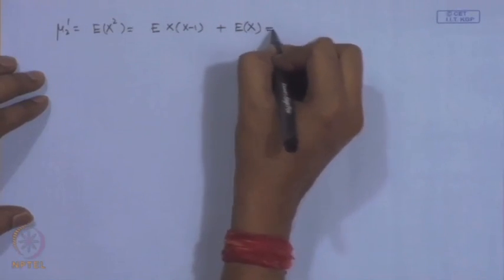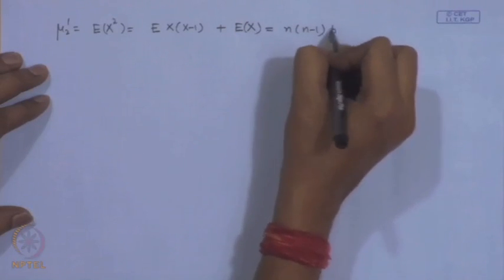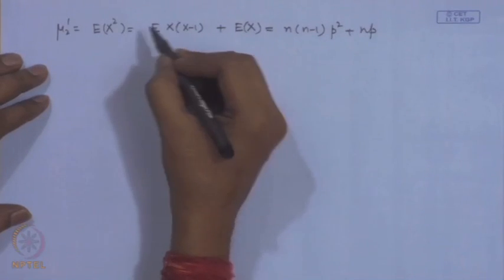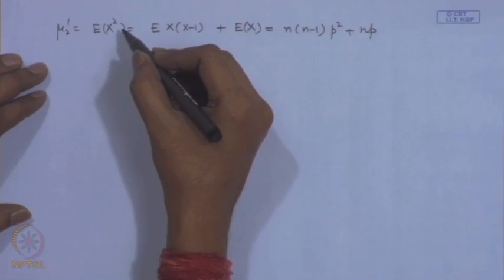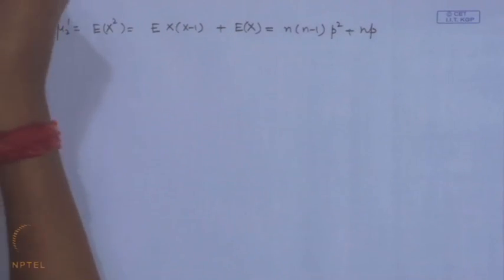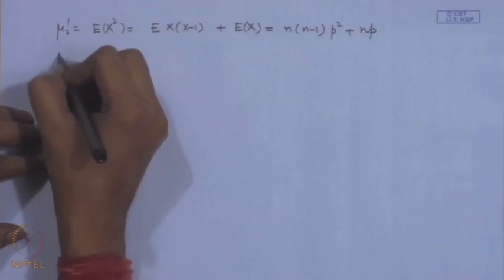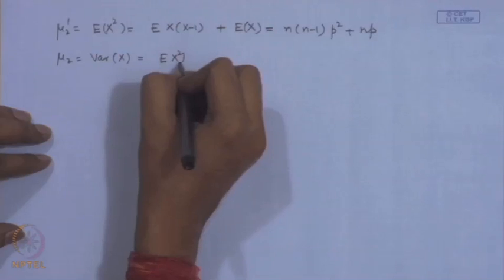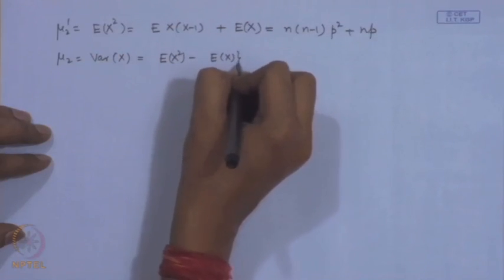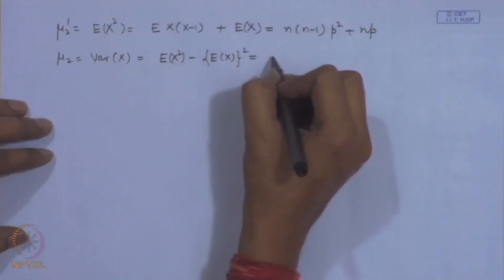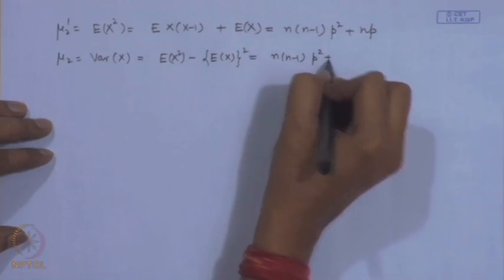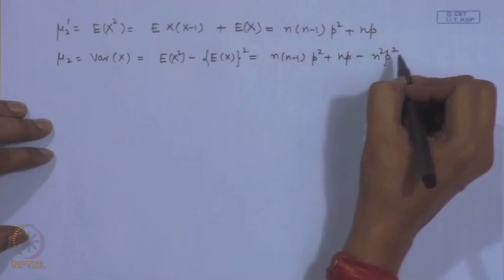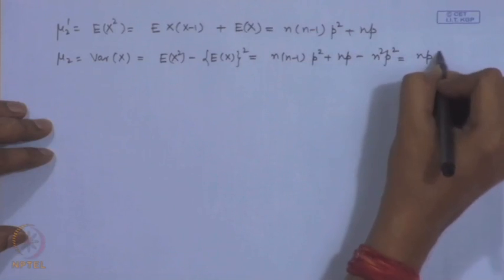Now, these two terms we have evaluated: this is equal to n into n minus 1 p square, and expectation of x is equal to n p. So, we get the second non-central moment of a binomial distribution. Now, this we can use to calculate the variance of the binomial distribution, that is mu 2, the variance of x, which we have defined as expectation of x square minus expectation of x whole square. Now, this is equal to n into n minus 1 p square plus n p minus n square p square. So, here n square p square cancels out, and we get the term n p into 1 minus p.